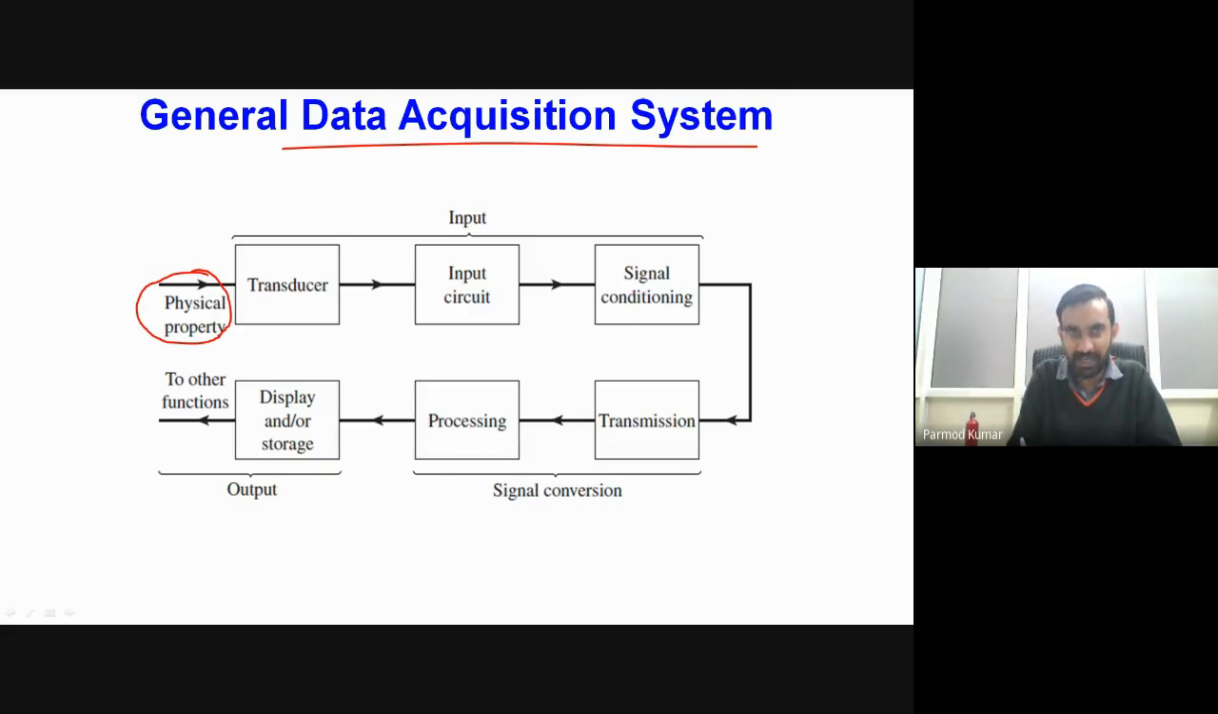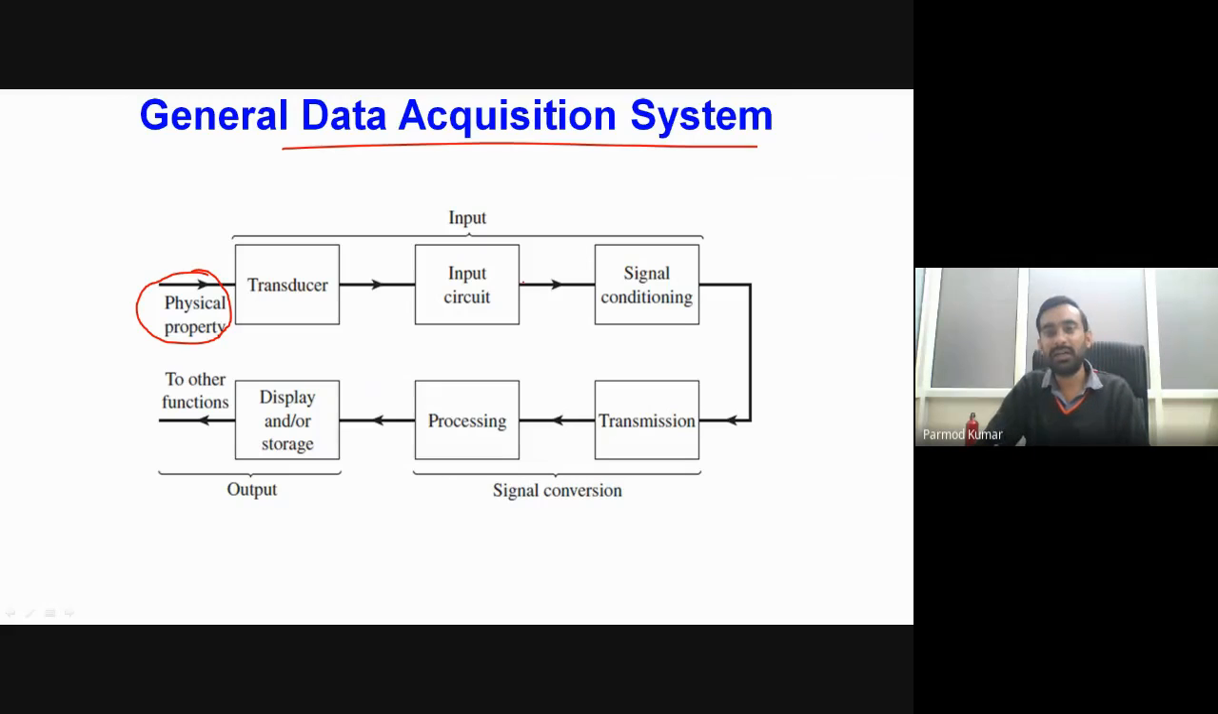Okay, so it may happen that from some system we are getting a current output or voltage output which is of very small magnitude, and at the same time it can also contain some surrounding noise in our signal. So we require certain circuitry for removing that noise from the signal. At the same time, we sometimes need to amplify our signal depending upon the requirement.